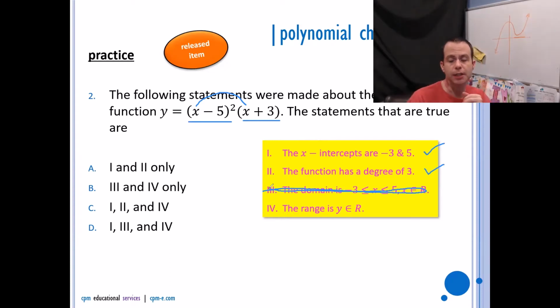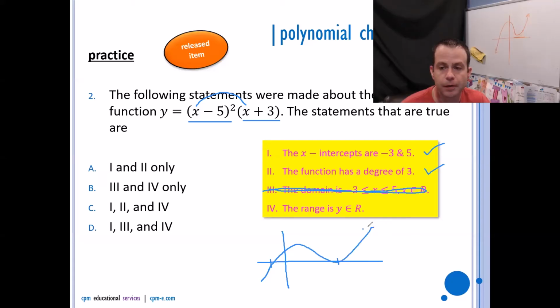The range is y is a member of the reals. Well, you could graph this and just get an idea of what it looks like. I know I have an x-intercept at 5. I know I have an x-intercept at negative 3. And I know it looks something like this. Okay, and again, if you weren't sure of that, that's okay. You could just plop it in your graphing calculator and get a picture of it, okay?